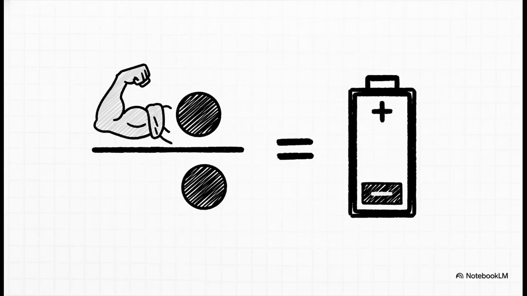And you guessed it, here's the formula we use to calculate that push. Potential difference, V, is equal to the work done, W, divided by the amount of charge, Q. This basically tells us how much energy it takes to move each unit of charge.